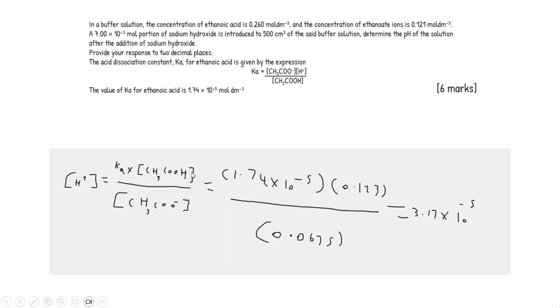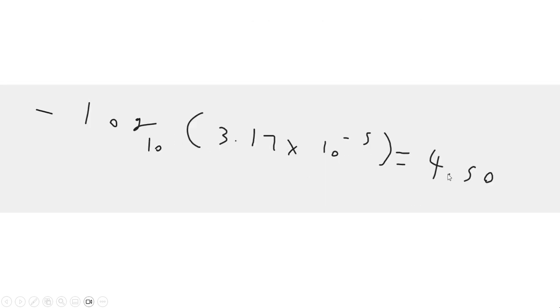Now you've got the concentrations, just rearrange for H plus using the K expression. You've got Ka here, and you've got the new moles of ethanoic acid, and the new moles of ethanoate ions. Just put it all together, you get the H plus concentration. Do minus log 10 of that, and it's going to be buffered, so it's going to resist the NaOH solution here. Therefore, it's going to stay acidic here at 4.5.